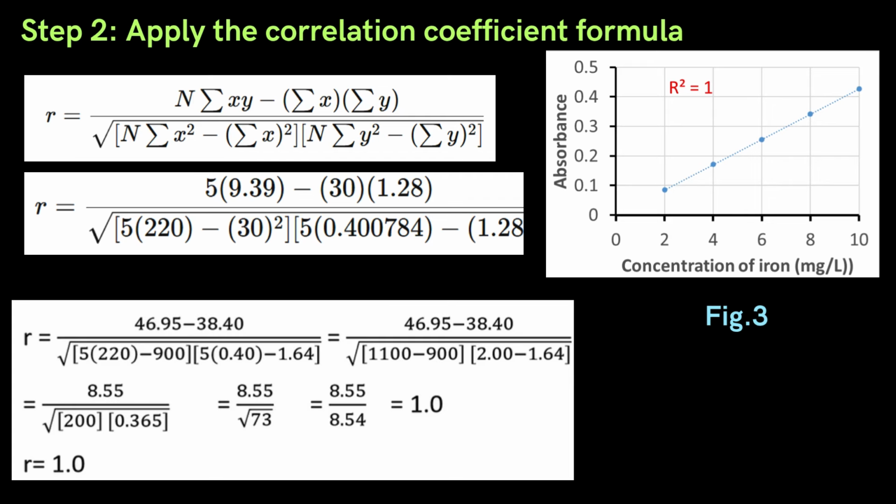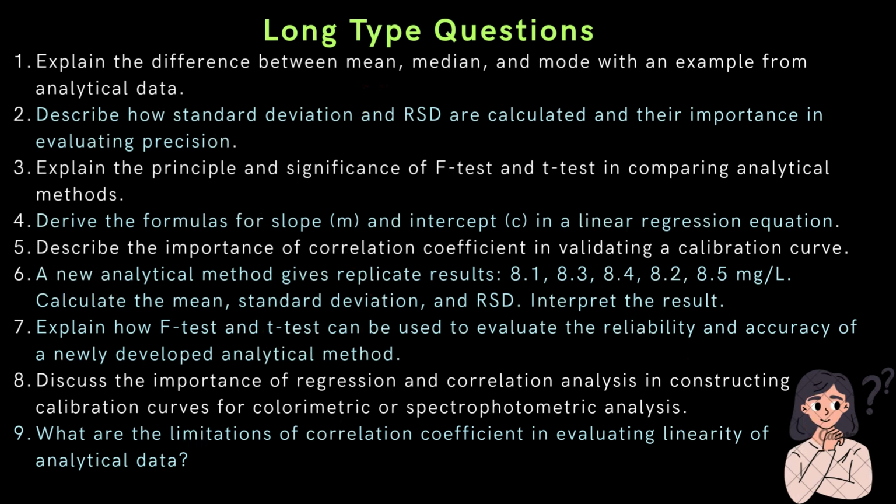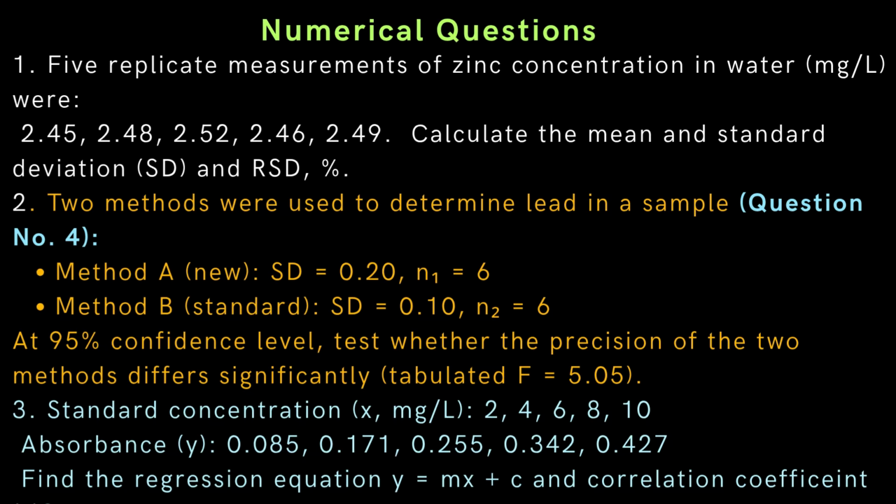This means the correlation coefficient of regression line is 1, which is very excellent, given in the figure 3, which is prepared using Excel. Please see here some short answer type question. Can you give the answer of these questions? Further, also see here some long type question. In addition, some numerical problems. Can we solve it?